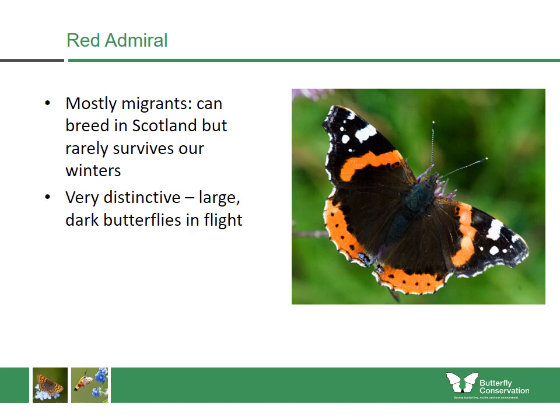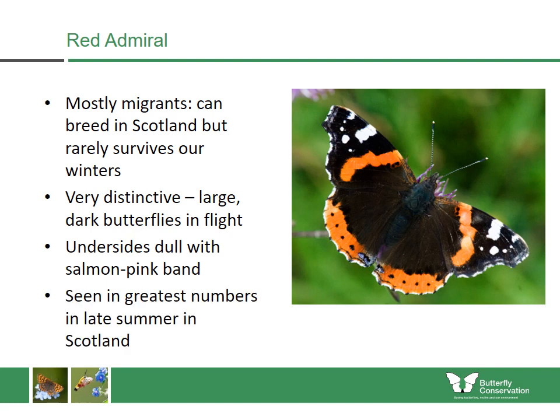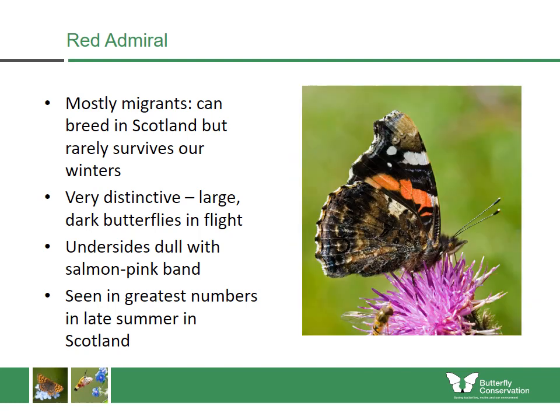So it's very distinctive by being large, very dark in flight, so they're very striking, and they've got these red bands on the upper surfaces of the wings. But even if you only see the undersurface of the wing, you can see that it's dark with a salmon pink band going across the wing, and they tend to be seen in greatest numbers in late summer in Scotland. And you can see what it looks like underneath here with that band running across the wings.